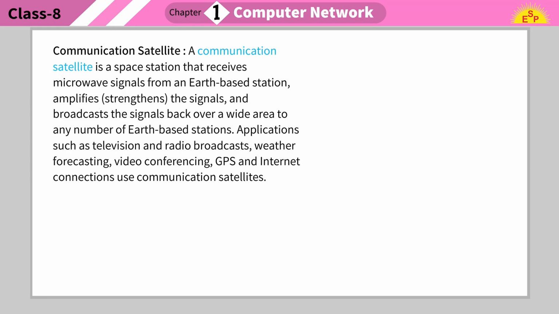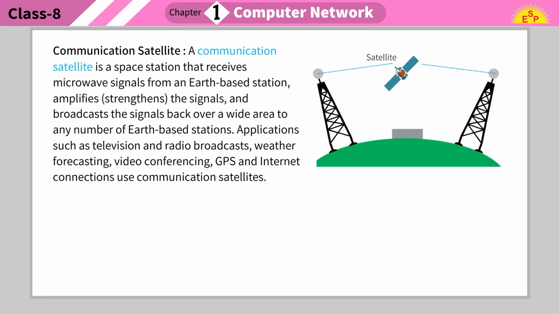Communication satellite. A communication satellite is a space station that receives microwave signals from an Earth-based station, amplifies, or strengthens, the signals, and broadcasts the signals back over a wide area to any number of Earth-based stations. Applications such as television and radio broadcasts, weather forecasting, video conferencing, GPS, and internet connections use communication satellites.